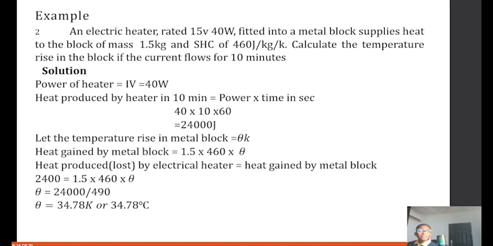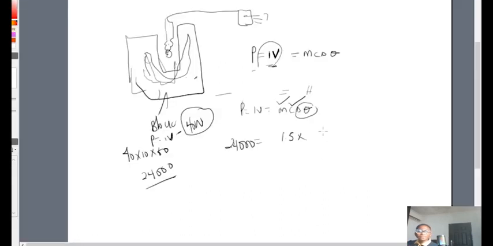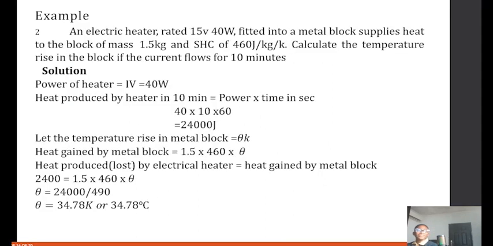Of the block, 460. Then we don't know the change in temperature, right? So it will be all of this. It will just be theta equals 24 divided by 1.5 times 400, and we're going to get our theta as 34.78 Kelvin or degrees Celsius.